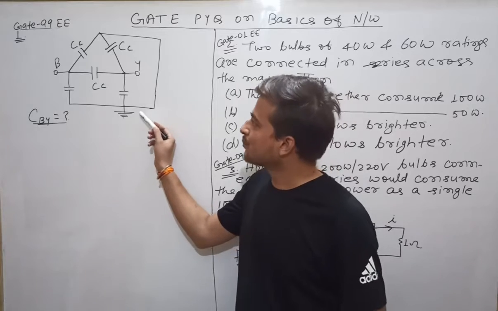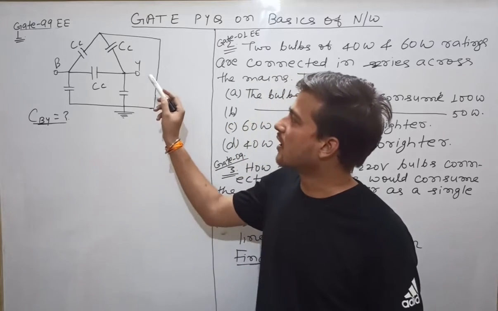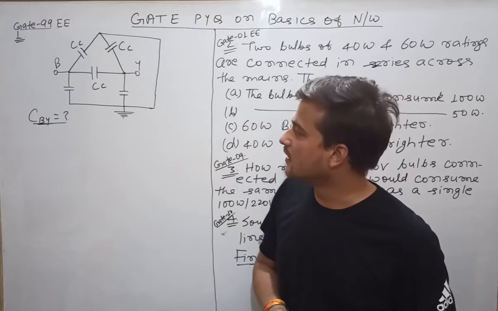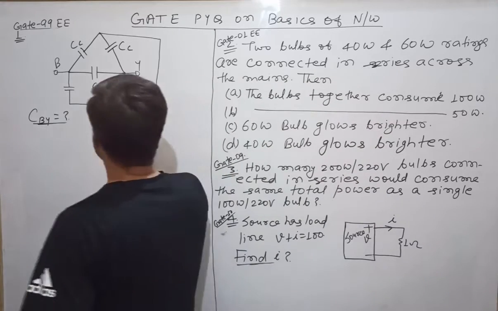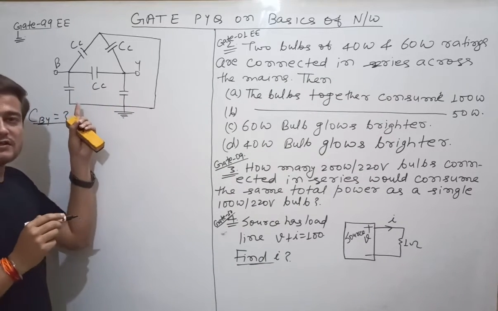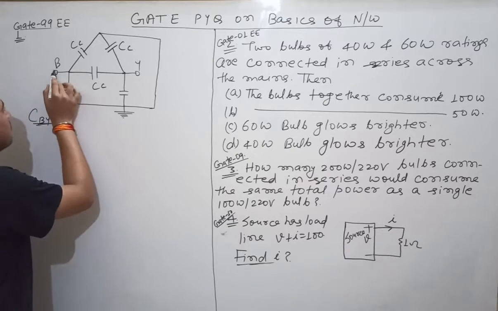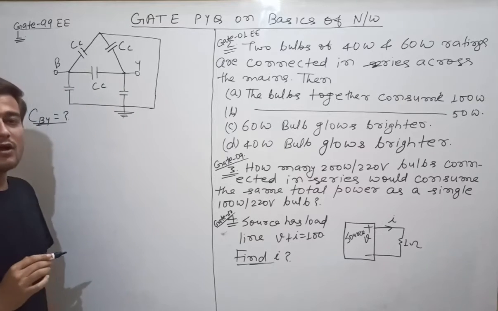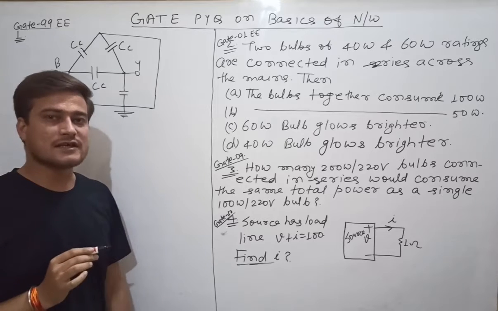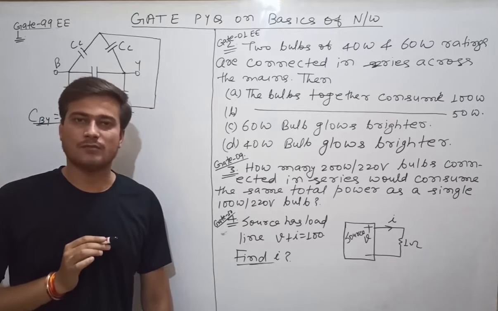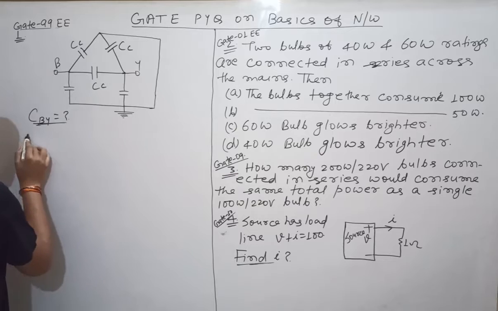See this question. This was asked in GATE 1999 electrical engineering. Here the circuit is given. We have to find the equivalent resistance between B and Y terminal. So let us see how to find.